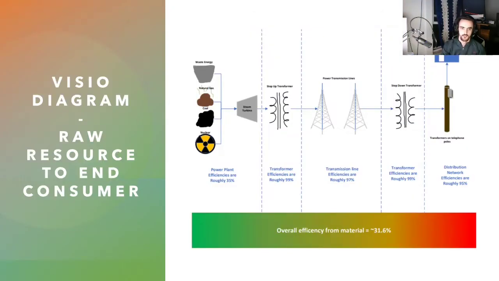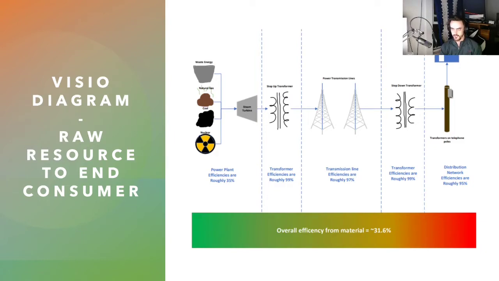This is a Visio diagram that I created illustrating the progression from raw resource to end user consumption of power. The power is stepped up into high voltage in a transformer and it is distributed throughout power transmission lines, which is what this presentation will be about.